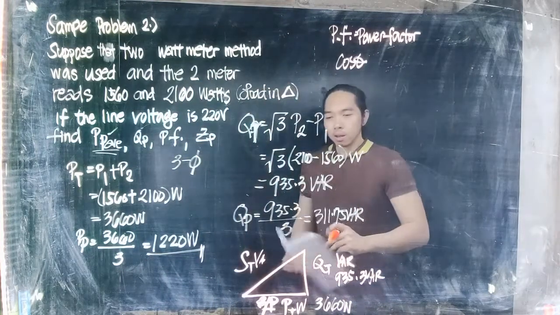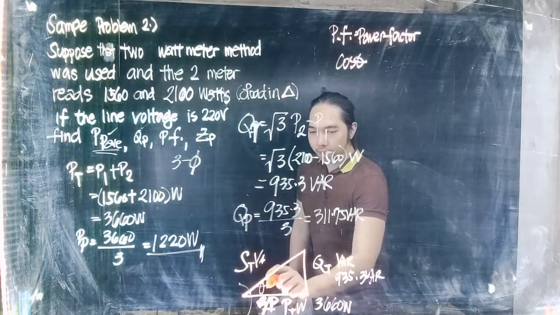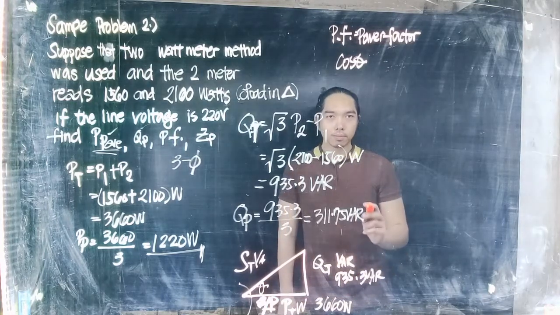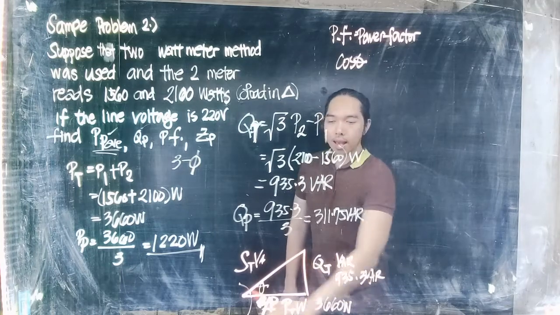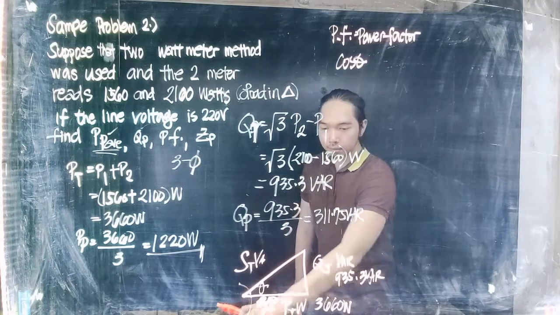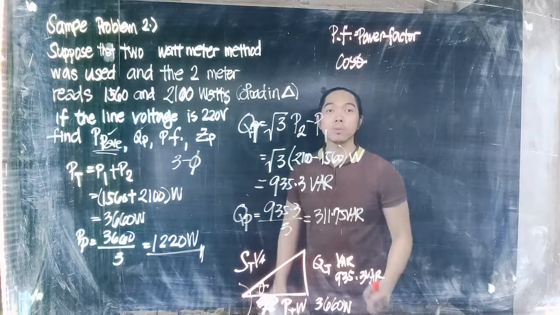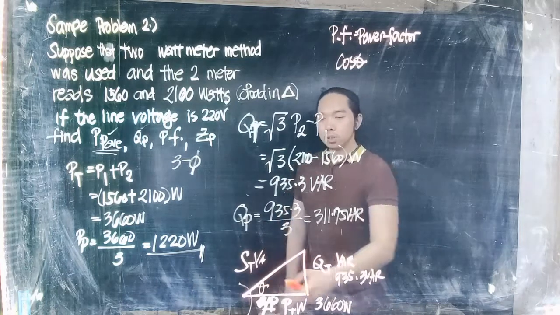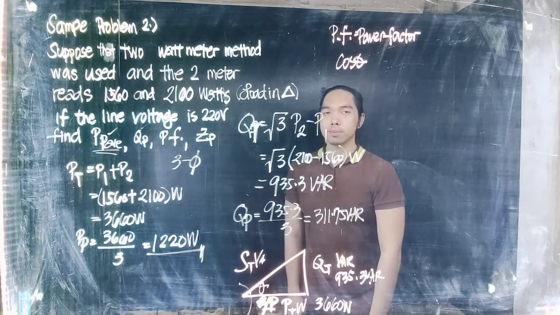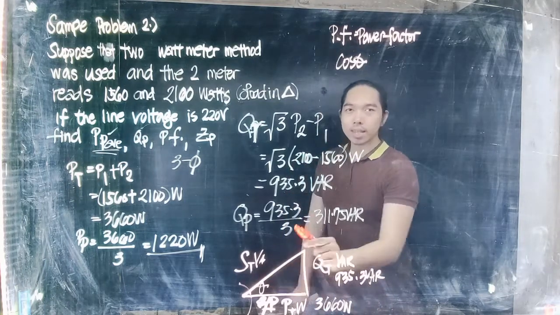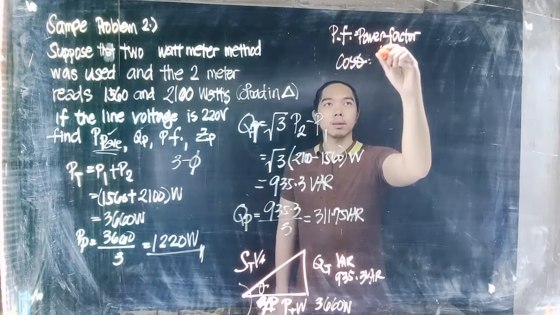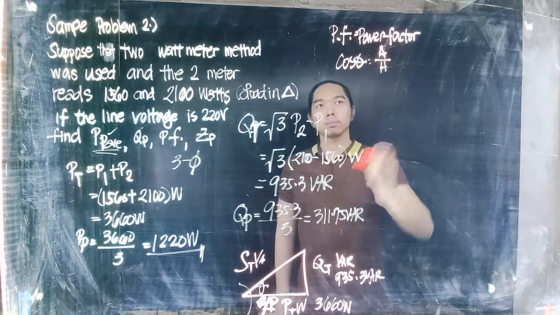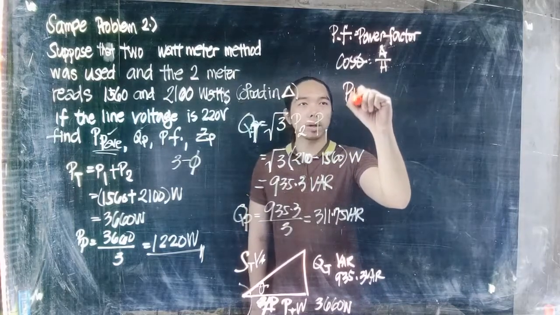Considering cosine theta from trigonometry, we know that cosine theta is adjacent over hypotenuse. We don't have the hypotenuse, so how do you find it? We have two solutions. First, you can see this is a right triangle, so we can simply use the Pythagorean theorem.